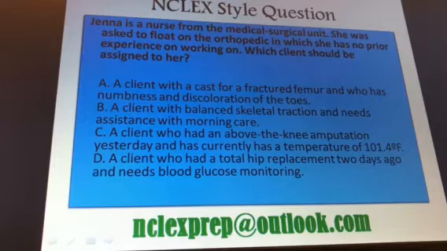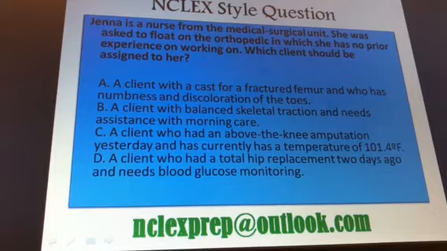Please pause your computer or cell phone while you read the question and answers to answer it correctly. So the question is: Jen is a nurse from a medical surgical unit. She was asked to float to an orthopedic unit in which she has no prior experience working. Which client should be assigned to her?